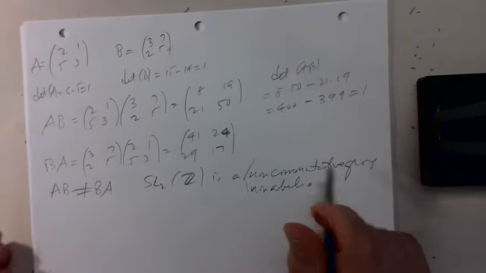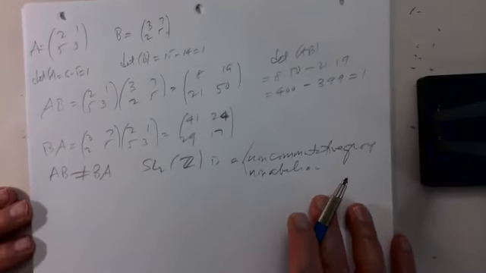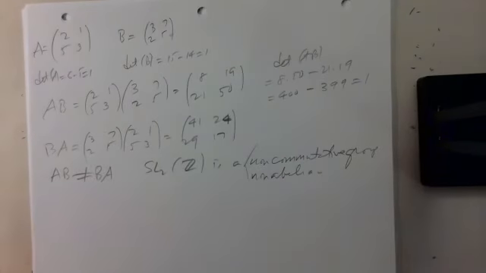Is SL2Z an abelian group for addition? It's no. If you add two matrices of determinant 1, you do not get a matrix of determinant 1. So this is not closed under addition. You can add matrices, but if you take the sum of two matrices in SL2Z, you do not get another matrix in SL2Z. So that's a nice group.